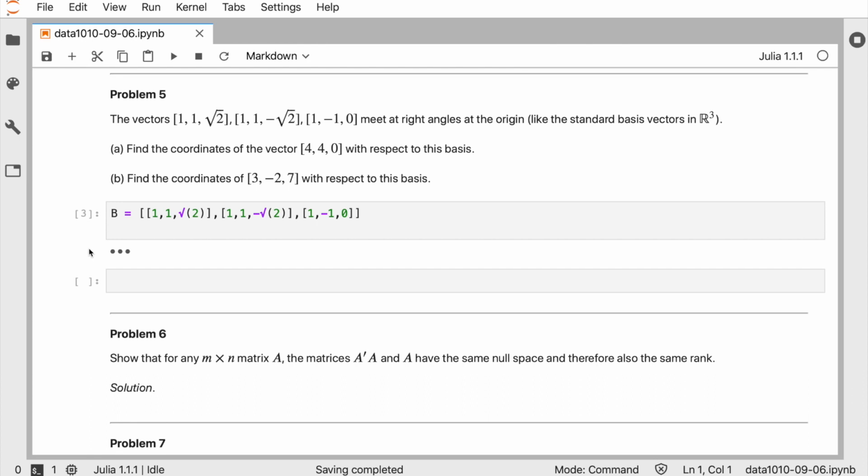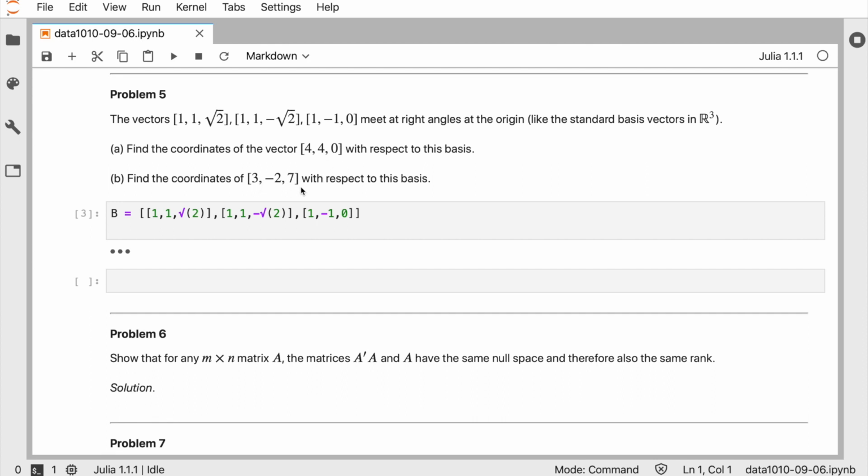Now, the first one we can get just by inspection. We can look and see that if we add 2 of these and 2 of these, then we get 4s in the first 2 coordinates, and the third coordinate cancels, and we can just take 0 of the third one. So 2, 2, and 0 are going to be the coordinates of this vector with respect to the basis.